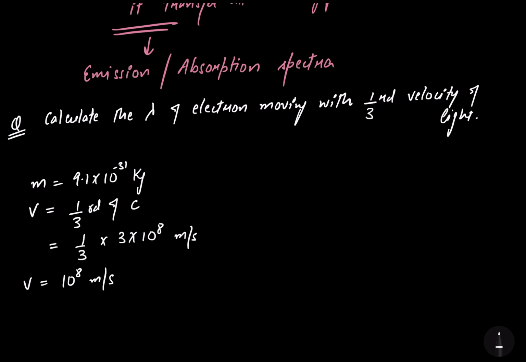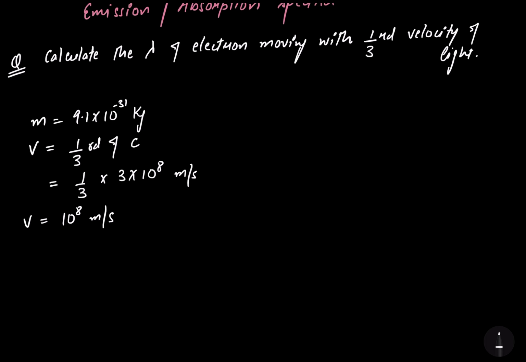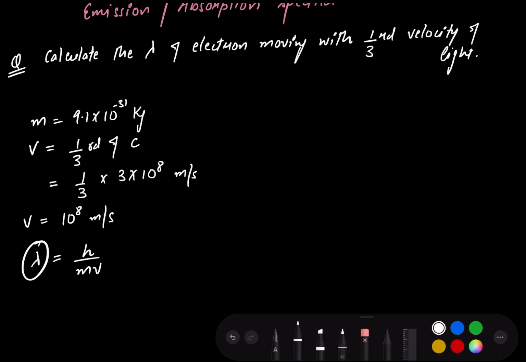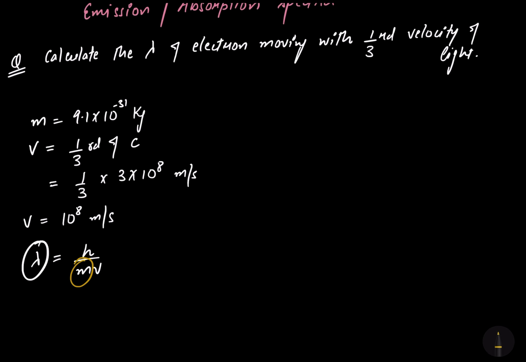The mistake that all my students are going to make is they will use the formula lambda equals h upon mv. They will substitute all the values and evaluate this wavelength. But my dear students, here the velocity of electron is comparable to the velocity of light. So first of all, you have to evaluate the mass of electron.